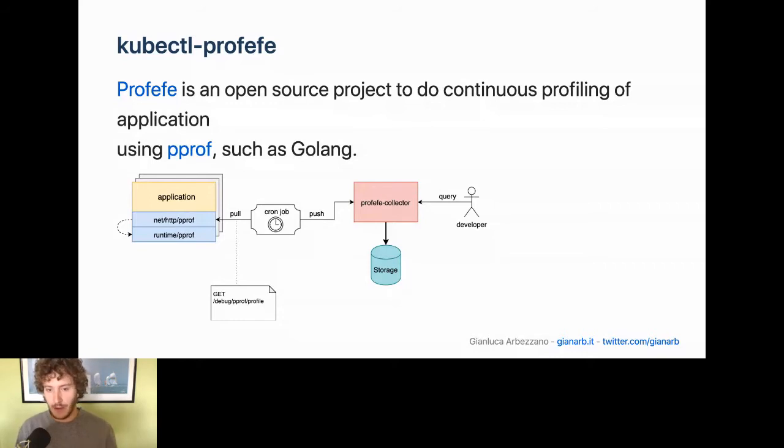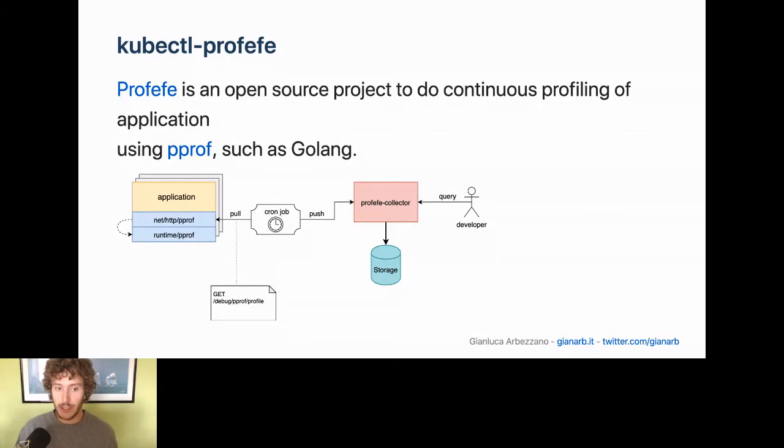So you have the Profefe collector that stores profiles somewhere, like on S3, and you have a cron job that once in a while goes and talks to your application and takes profiles. So I wrote a bridge, as I said, between Kubernetes and Profefe, because there is a lot that we can automate in terms of how we can collect profiles continuously from applications running in Kubernetes. So I wrote a binary called kprofefe that is like the cron job that you saw before.